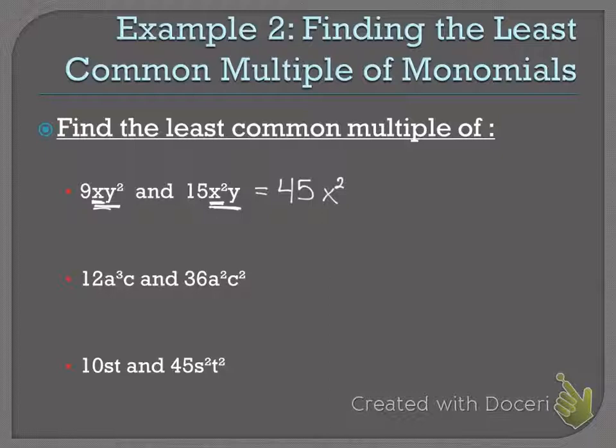Whichever term has the larger exponent with the variable, that's the one I write in my LCM. And here's why. If I just write an x squared, it's not going to be able to go into that. It's too big, right? So I need the lowest one that they can both go into. That would be the larger exponent of the two.